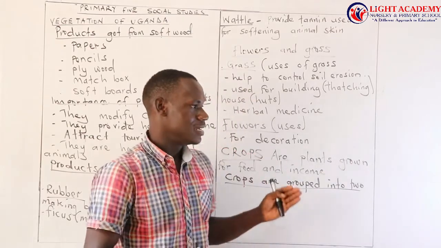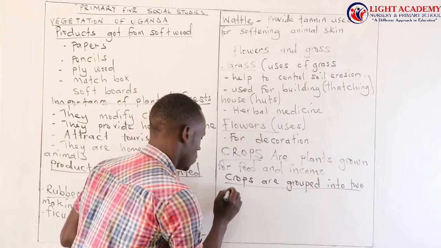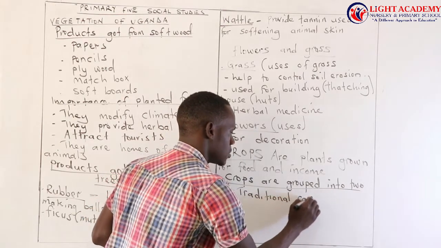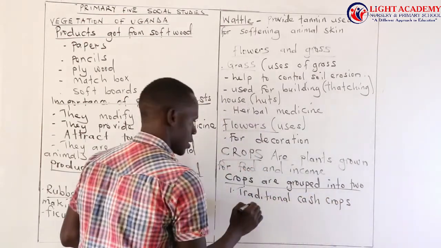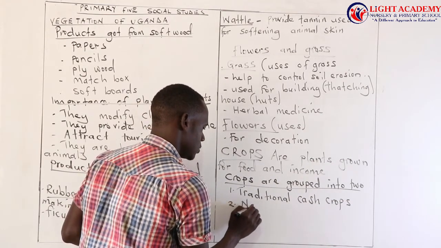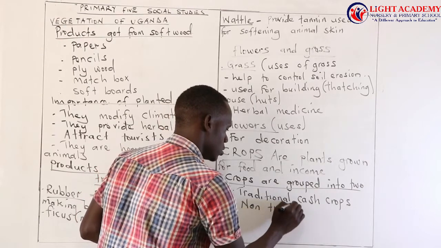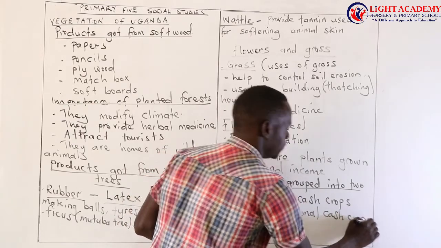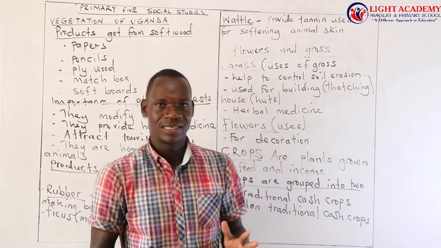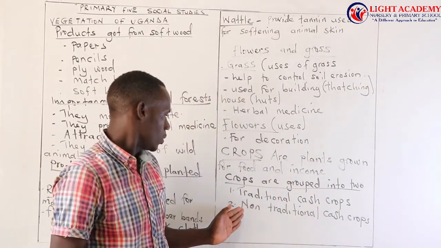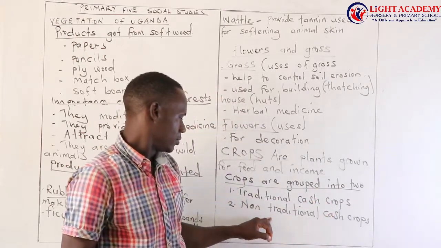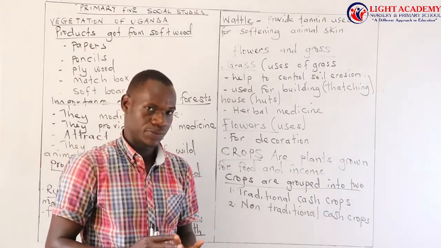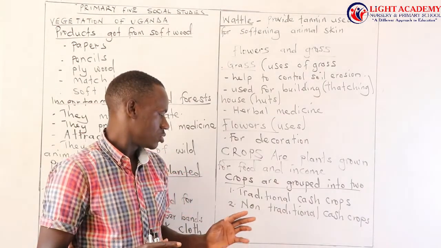We have two groups of these crops. One is the traditional cash crops, and two is the non-traditional cash crops. We are going to define them one by one. What are the traditional cash crops and what are the non-traditional cash crops?